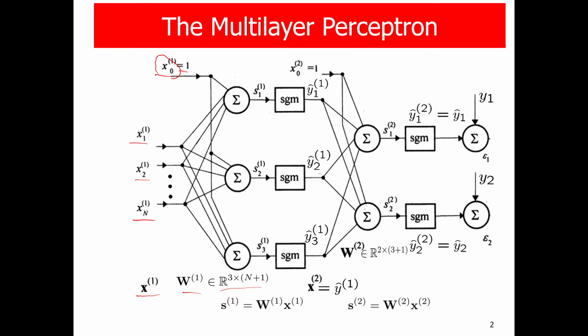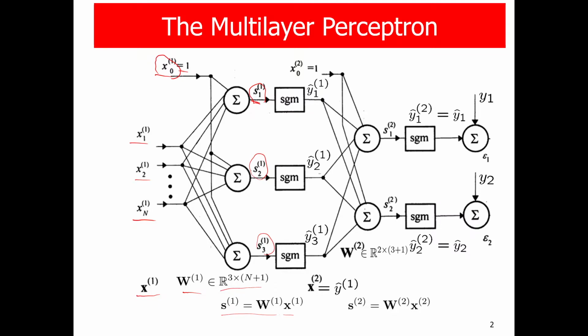The linear combination of this n plus 1 dimensional input vector x with the weight matrix W1 is just S1, which is W1 times x1. In this case, S1 is a 3-dimensional vector. Its components are S11, S12, and S13.